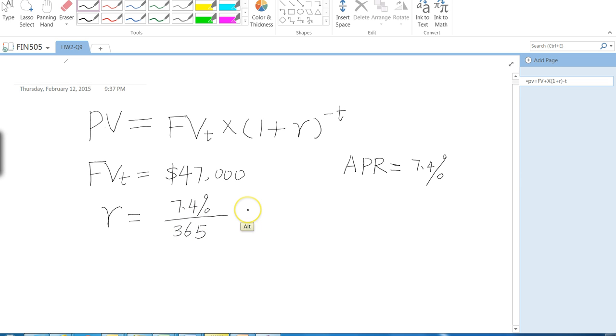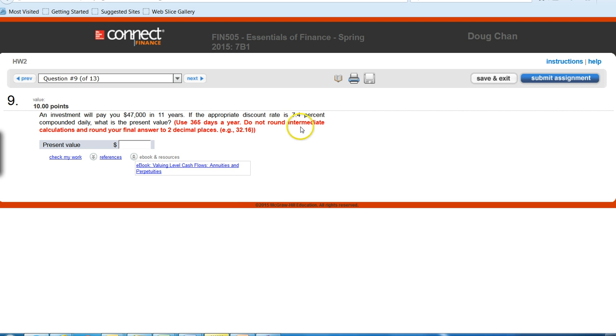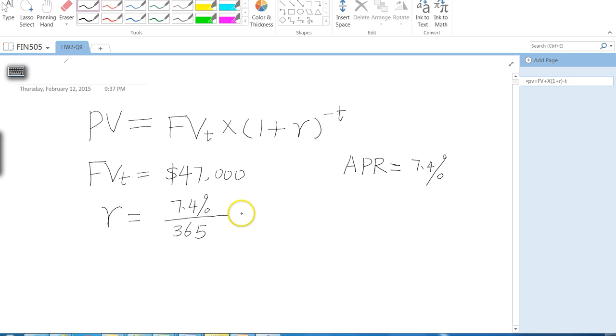So if you go back to the instruction, it says do not round intermediate calculations. The reason is the interest rate here is going to have a very dramatic effect on the final result, especially when the number of periods is large, and that turns out to be the case for this question. So now let's get t.